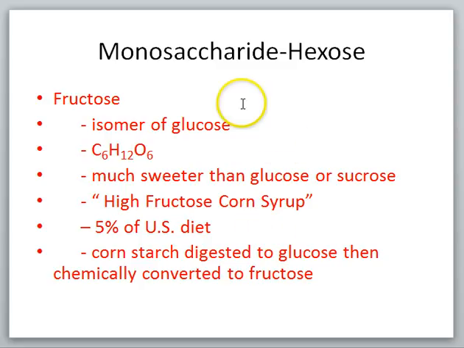We've got another sugar called fructose. And fructose is an isomer of glucose, meaning that it has the same molecular formula, C6H12O6, but it has a different structure. Now, fructose has a unique characteristic that it is much sweeter than glucose or sucrose.